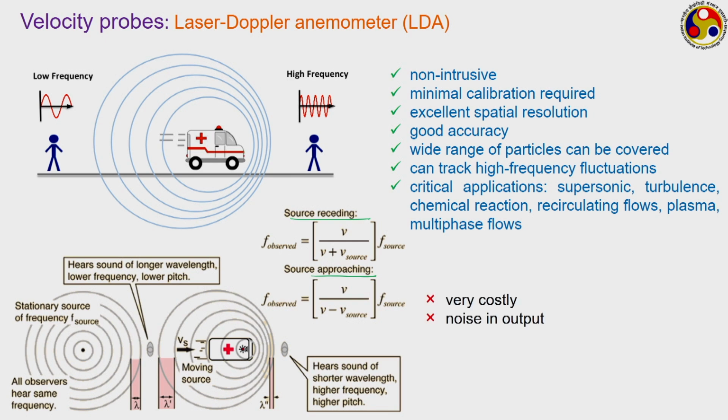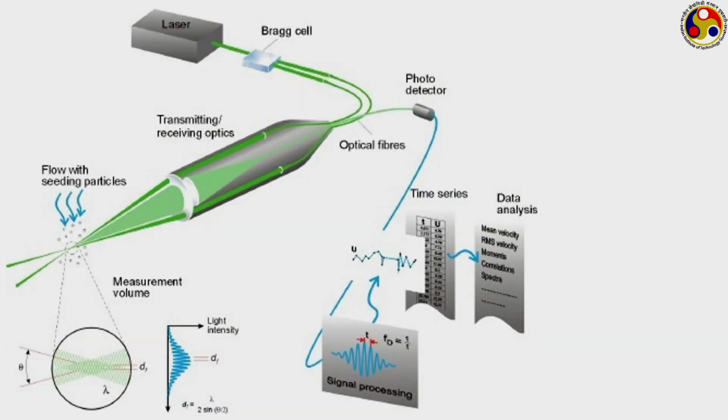The problem is the cost. There can be noise in the output also. Extensive data processing is required to get the final value of velocity. Optics can be sensitive to vibration. So, these are certain issues, but still, if you can afford the cost, then this is something you can always go for very precise velocity measurement.